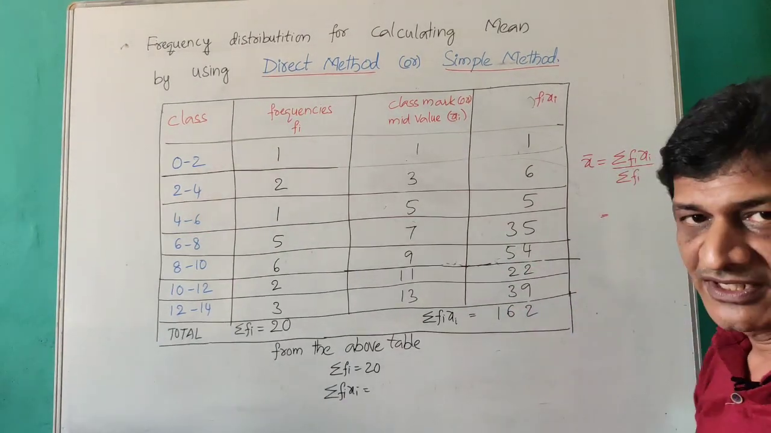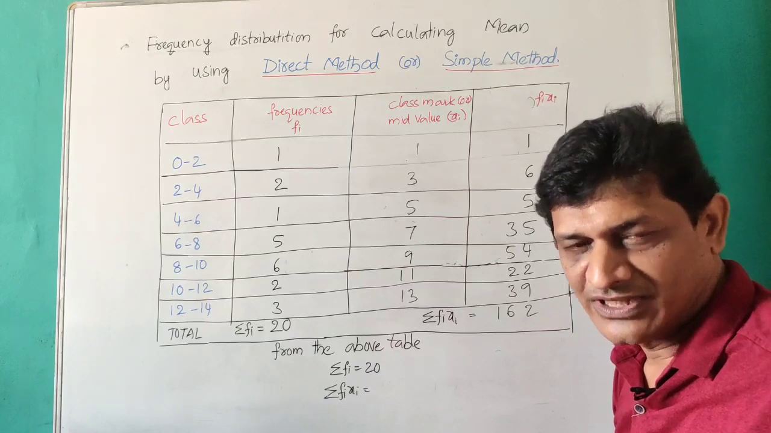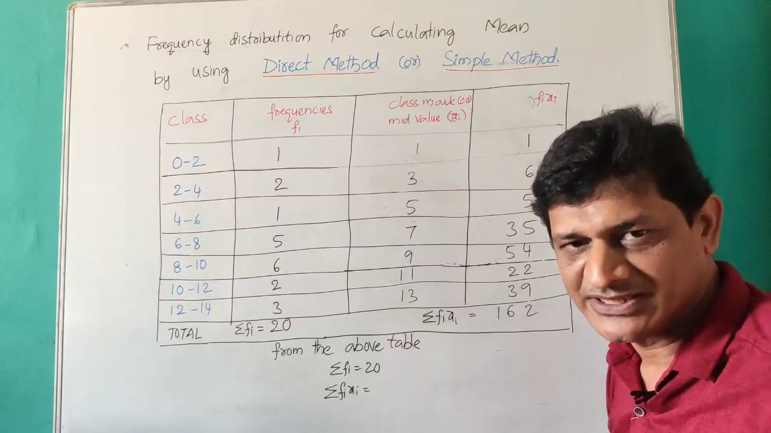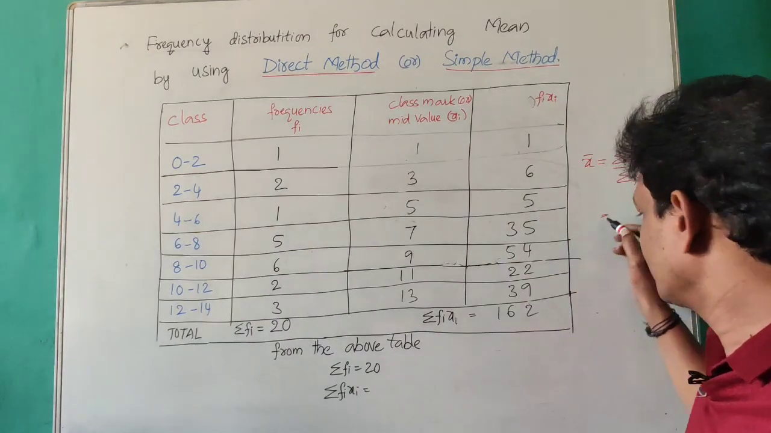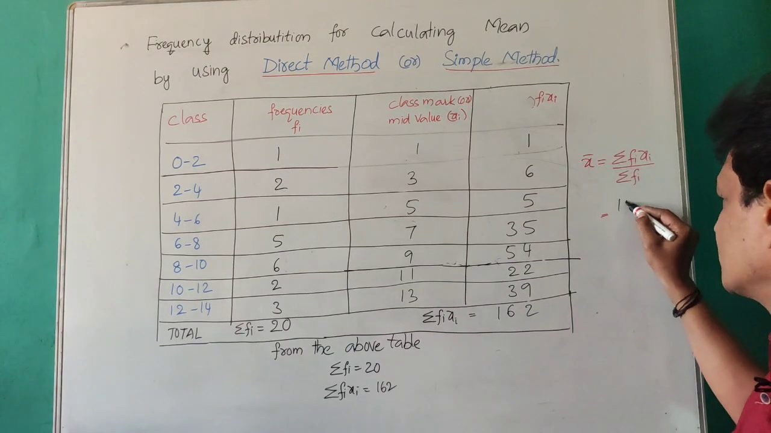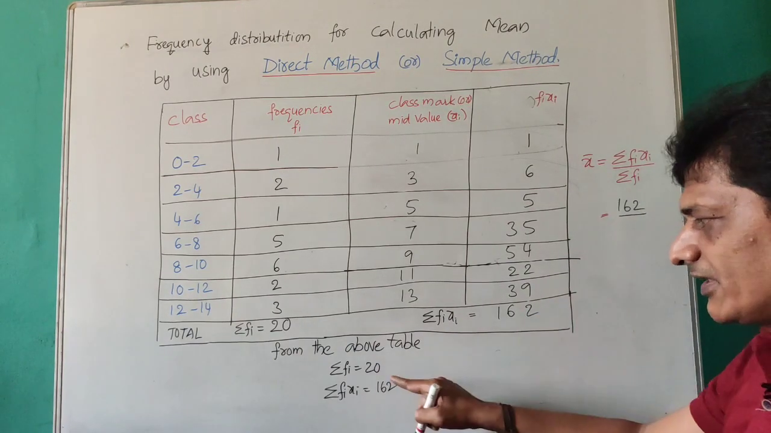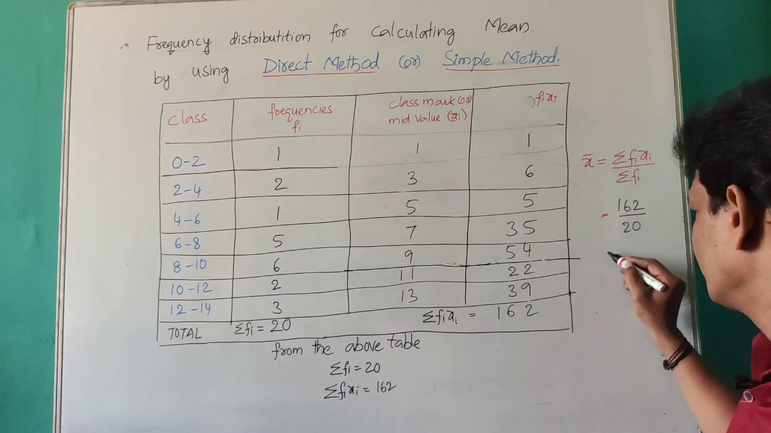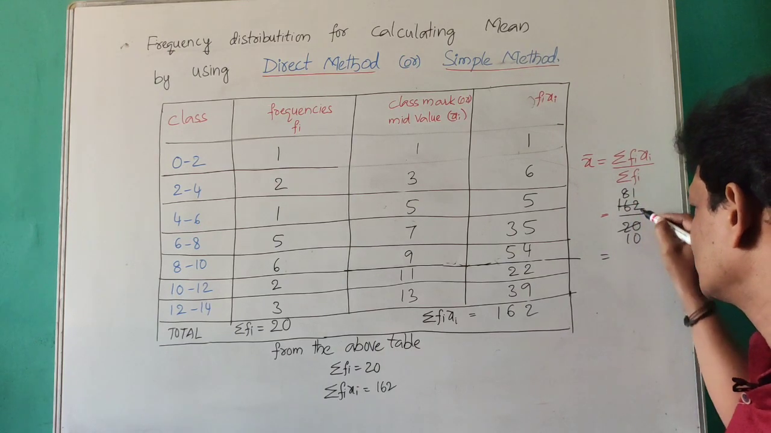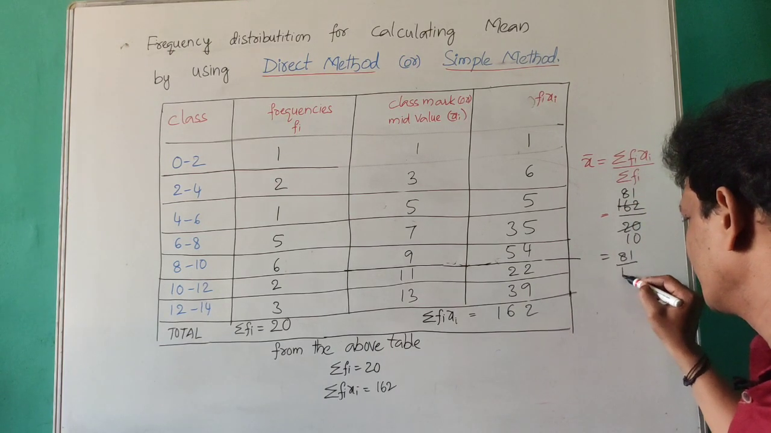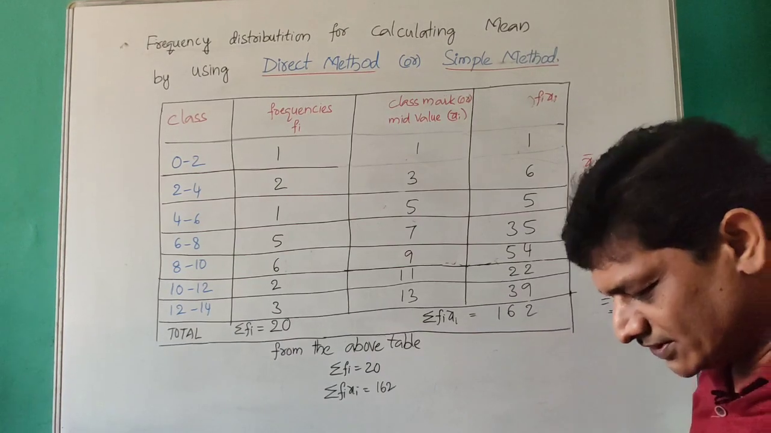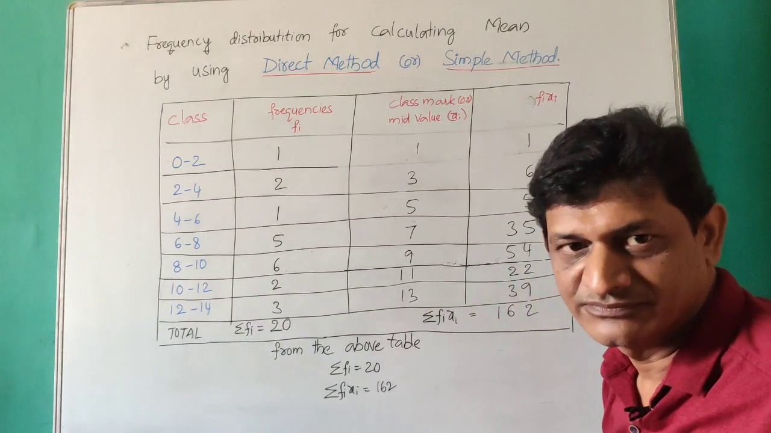Now coming to the formula. What is the formula to calculate the mean by using the direct method? That is sigma fi xi by sigma fi, isn't it? Sigma fi xi value is obtained as 162, so write its value 162 by sigma fi value, that is 20. On dividing, 2 tens are 20, 2 81s are 162. So finally you get 81 by 10, that is equal to 8.1. So this is the mean of the data.